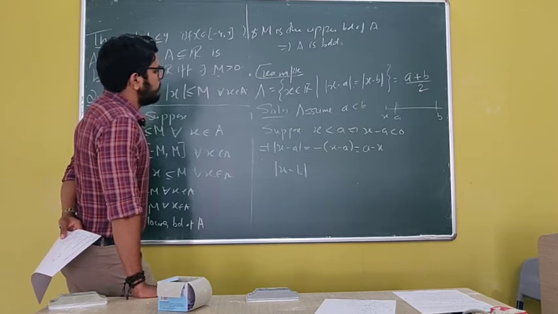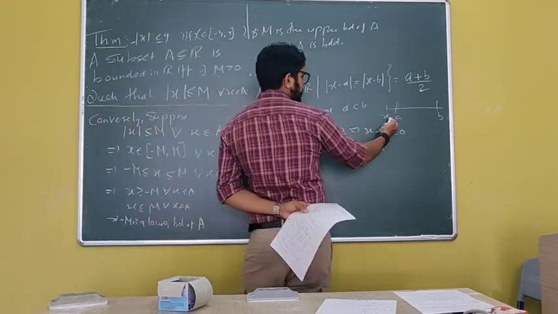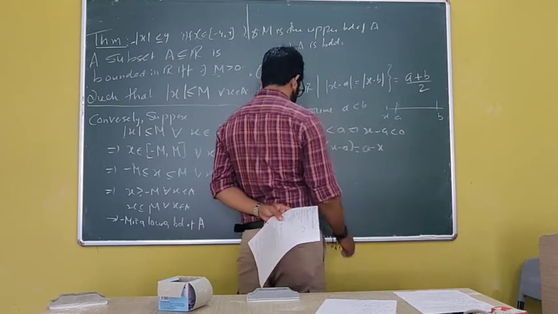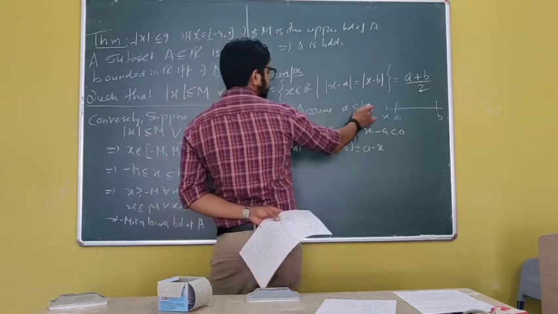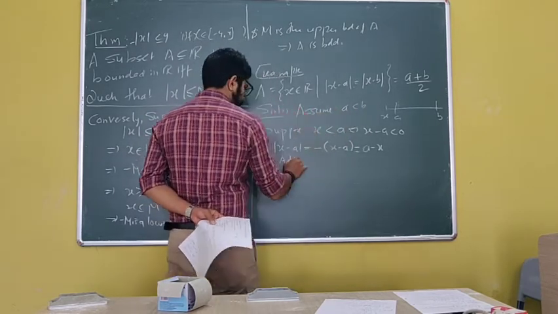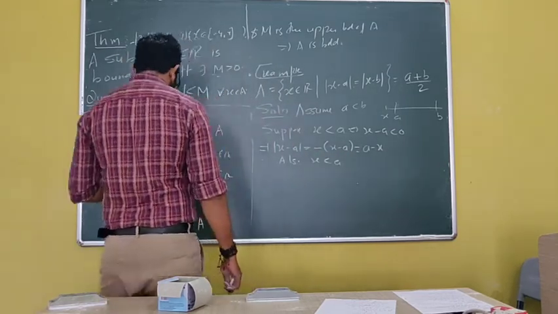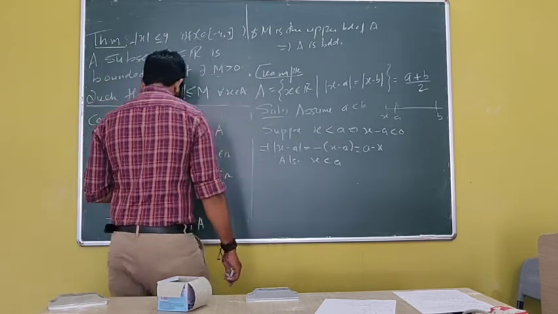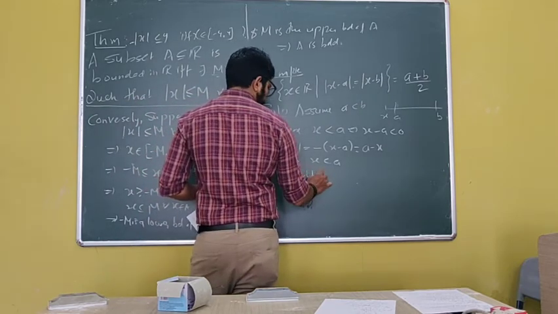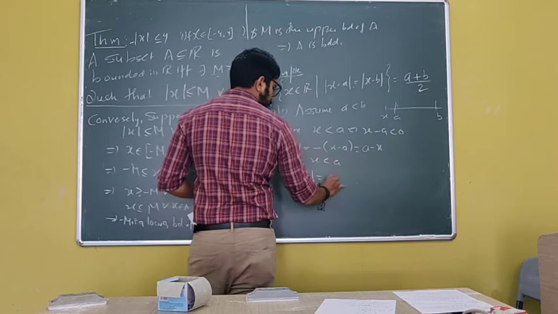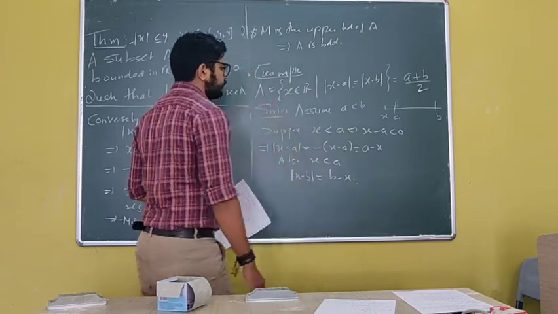What would happen to x minus b? If x lies here, since we have seen that a is less than b and x is less than a, x will also be less than b. So what do we get? The modulus of x minus b is equal to b minus x, because x minus b would be negative.